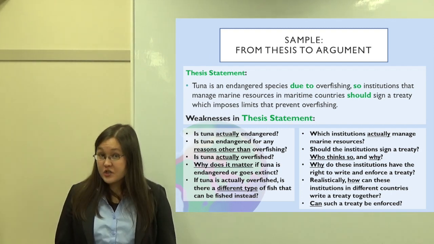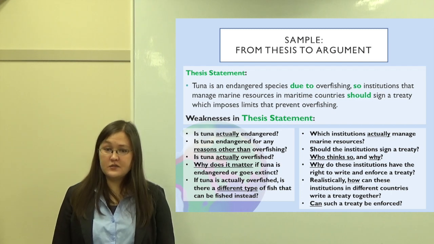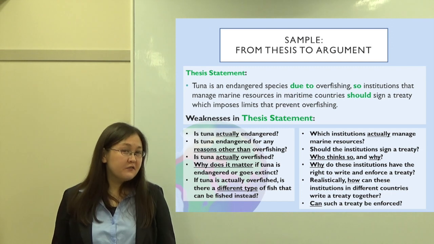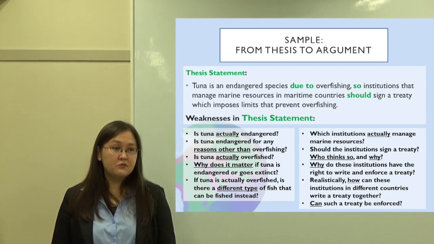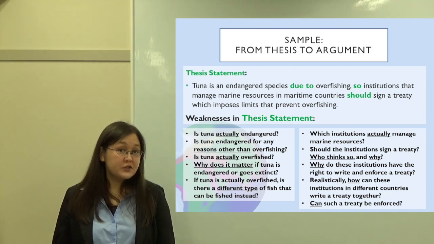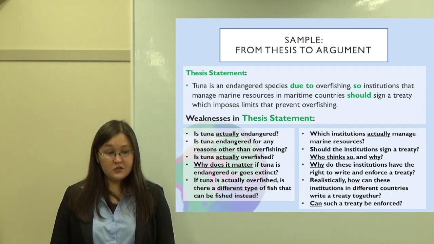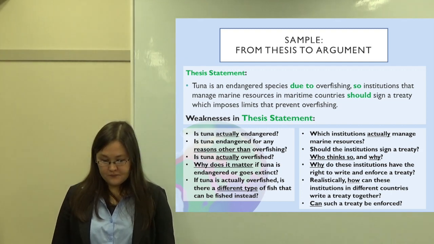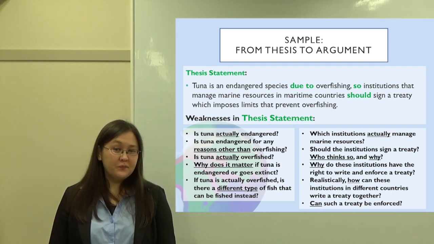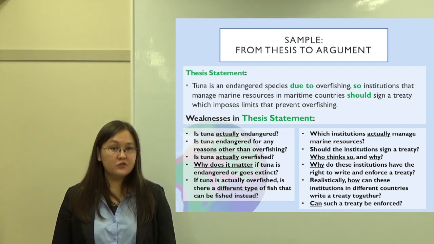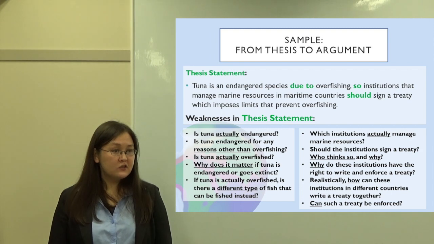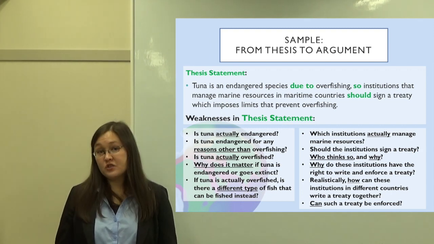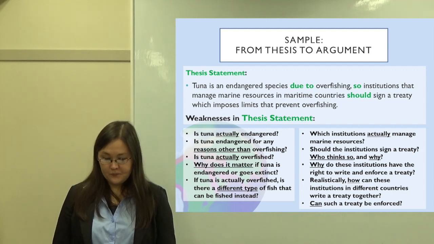First, is tuna actually endangered? Is it endangered because of overfishing, or maybe there's a different reason that it's endangered? Maybe it's endangered for multiple reasons. Is tuna actually overfished? Maybe it's not. Why does it matter if tuna is endangered or if tuna goes extinct? If there's no more tuna in the world, what problems will happen? Will it actually cause any problems?